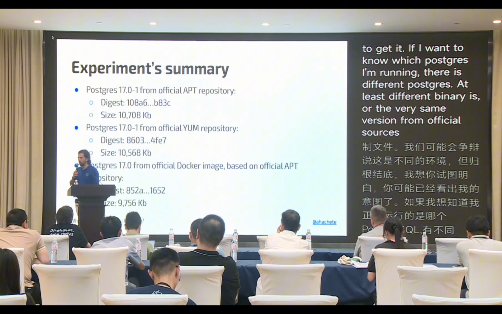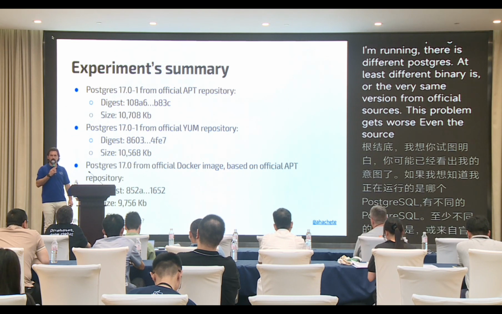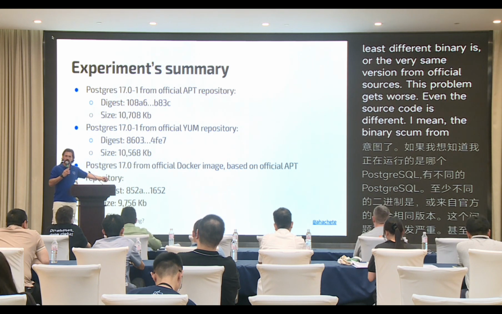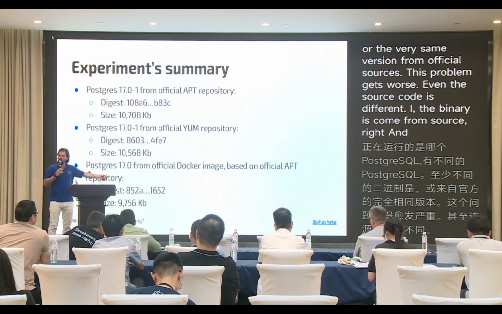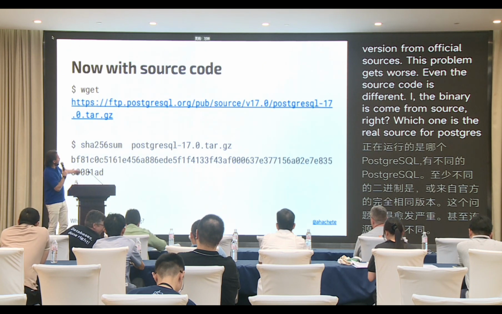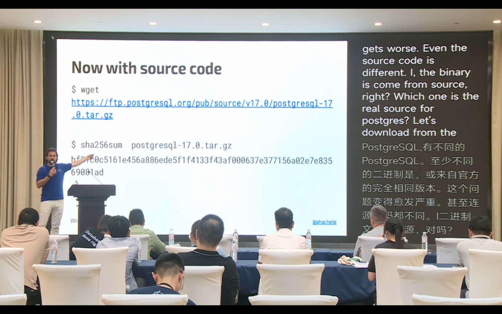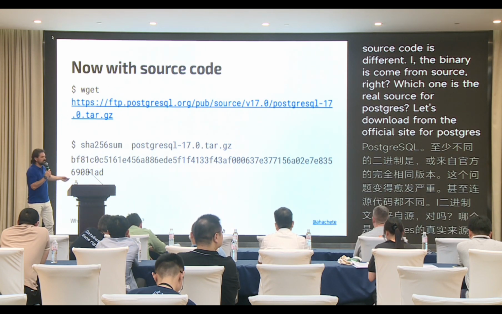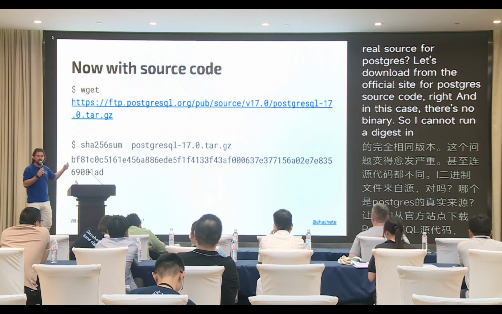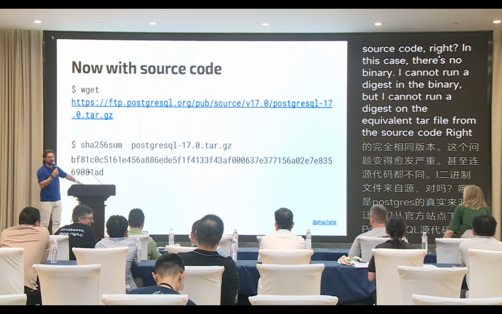This problem gets worse. Even the source code is different. What? I mean, the binaries come from source, right? And which one is the real source for Postgres? Well, let's download from the official site for Postgres source code. In this case, there's no binary, so I cannot run a digest on the binary, but I can run a digest on the equivalent tar file from the source code. Here I get this number, BF8, okay?